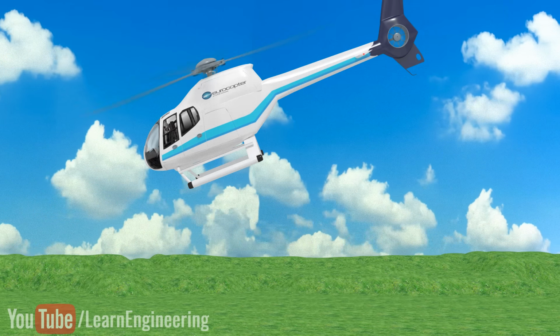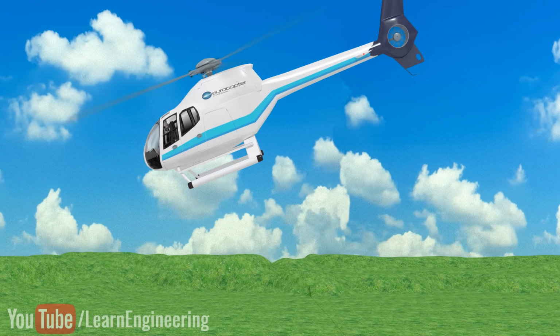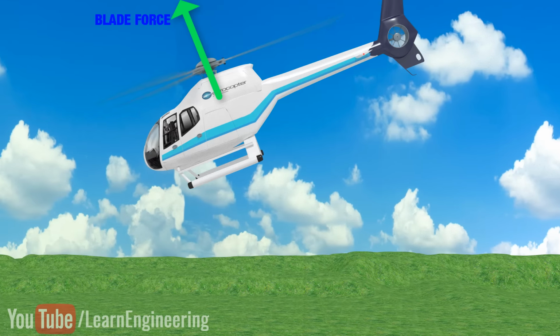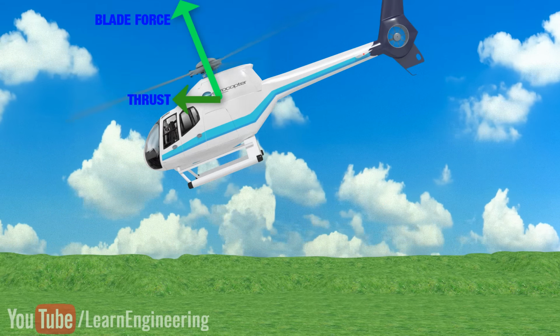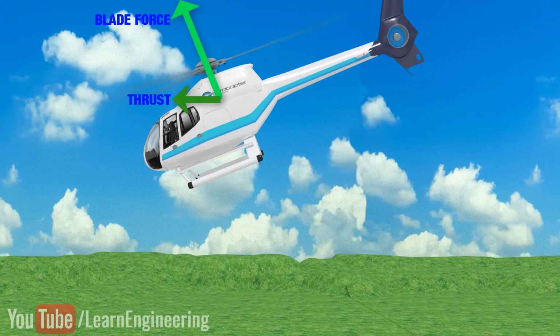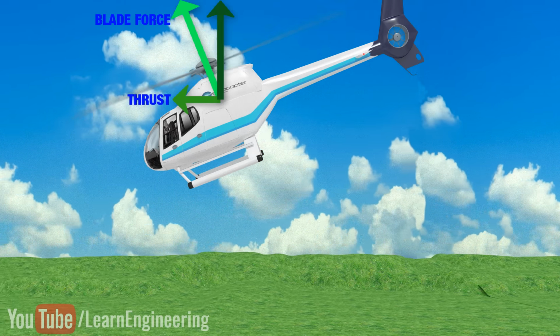When the helicopter is at an angle, the force produced by the blade is not vertical. The horizontal component of this force will make the helicopter move in the desired direction. The vertical component of the blade force will balance the gravitational force.